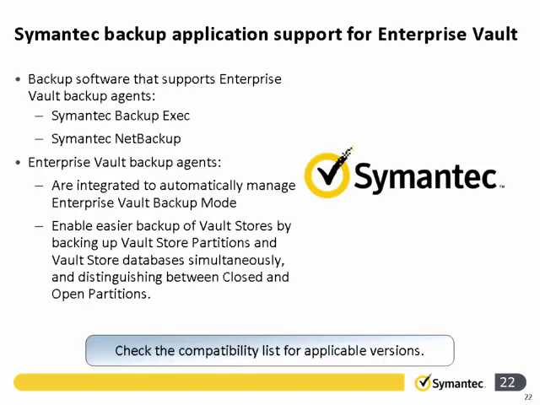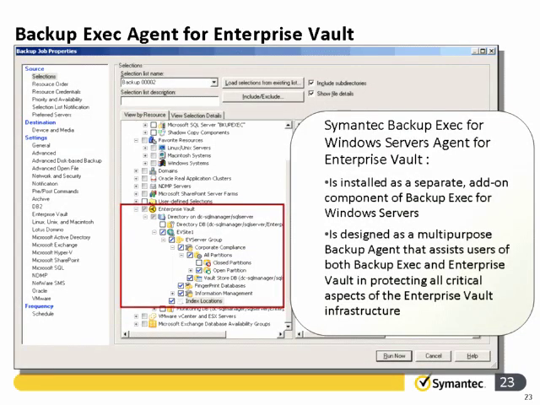As we mentioned before, there are some Symantec specific products that will integrate with Enterprise Vault for backing up all the different components of Enterprise Vault. These include the Symantec Backup Exec and the Symantec NetBackup products. We have an example here of using the Backup Exec agent for Enterprise Vault. It's installed as a separate add-on component for Backup Exec to basically hook into Enterprise Vault. And it's designed as a multi-purpose agent for protecting all the critical information that's built into Enterprise Vault.